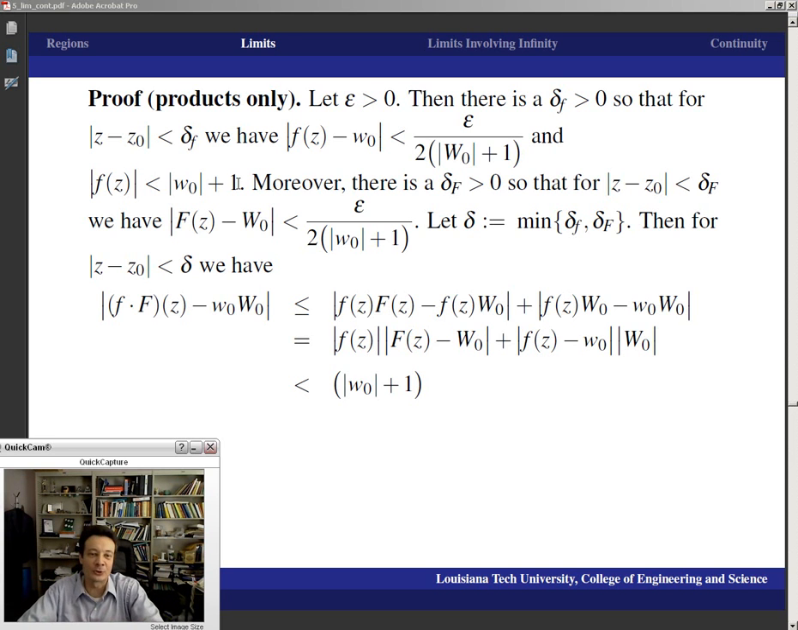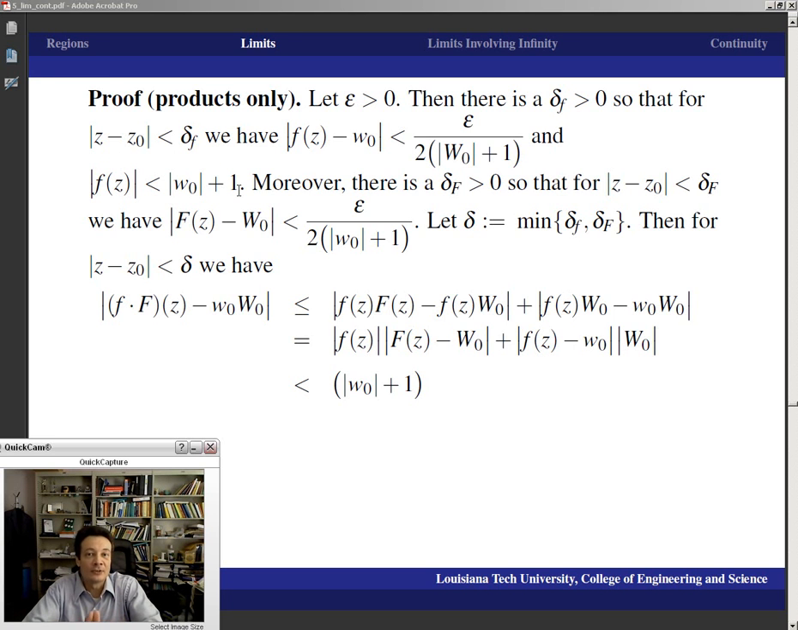So this still must work. Well, okay, the limit of lowercase f is w0, so it stands to reason that when z is close to z0, then f of z can't be too far away from w0, and that means its absolute value should be smaller than w0 absolute value plus 1. Okay, so it makes sense.